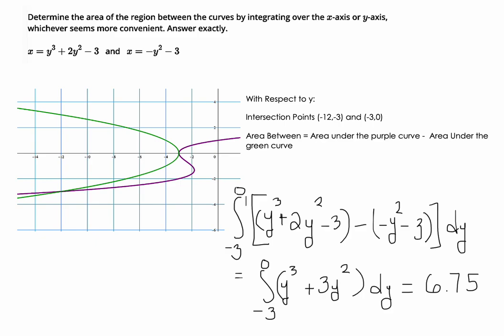Determine the area of the region between the curves by integrating over the x-axis or the y-axis. We have x is equal to y to the third plus 2y squared minus 3. That's the first curve. And then the second curve is x equals negative y squared minus 3. So we're looking for the area that is enclosed by those two curves.